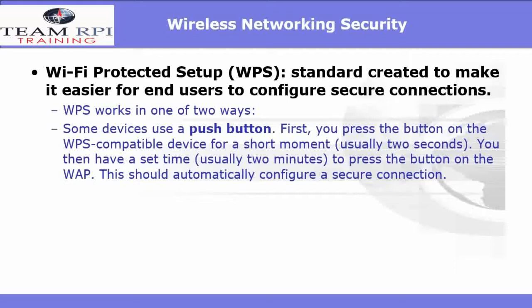To provide ease of connectivity, a lot of vendors have started providing what's known as WPS, or Wi-Fi Protected Setup. It works in one of two ways. Some devices use a push button, where first you push the button on the WPS compatible device for a short moment, usually only a second or two. And then you'll have a short amount of time to press the button on the wireless access point. From there, both devices will automatically configure themselves for a secure connection.